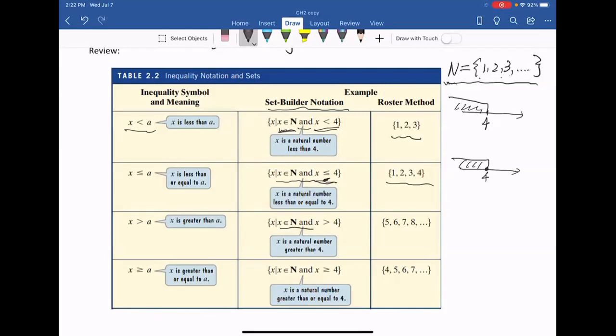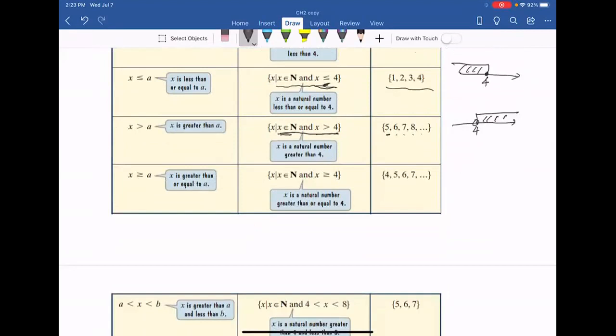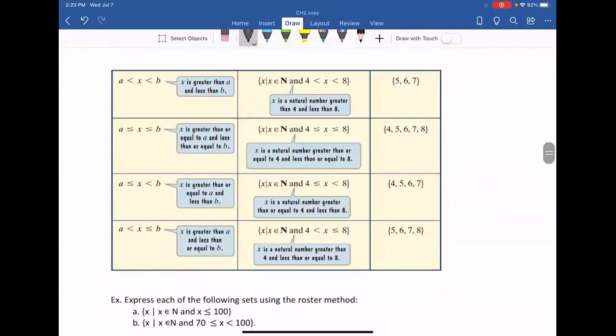Next one, X satisfies these two conditions: greater than 4 and in the natural numbers. Draw a number line, greater than 4. 4 is not included. So it should start from 5, 6, 7, 8 to infinity. And next one, X needs to satisfy natural number N greater than or equal to 4. So this is 4, and 4 is included because it has an equal sign. So it starts from 4 to infinity. Next part is the same.